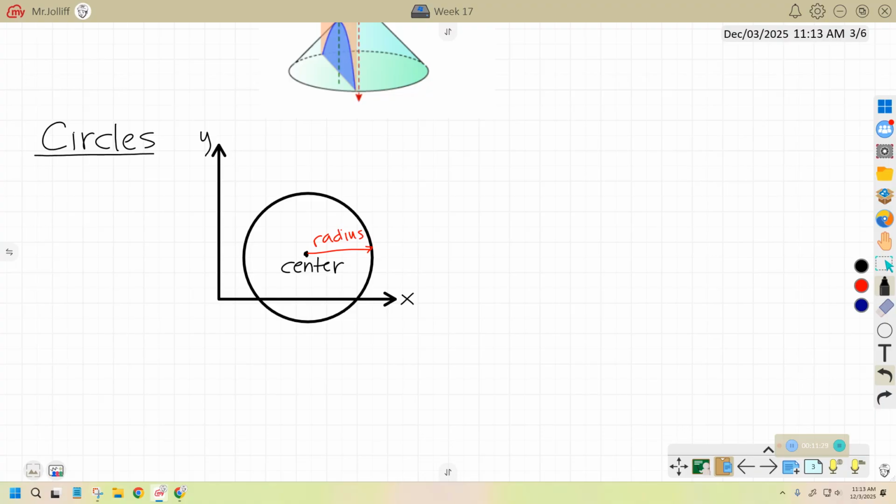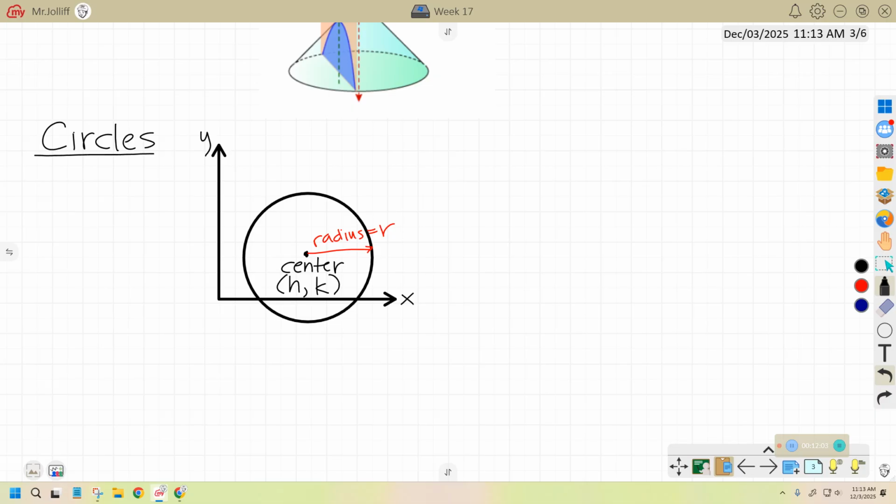What letter do we use to represent radius? R. Radius equals R. Center is a point in the coordinate plane, meaning it has two pieces, an x and a y, and we usually represent it as h, comma, k. Give me a thumbs up if you remember seeing those letters earlier this semester. I see a couple thumbs up popping around the room.